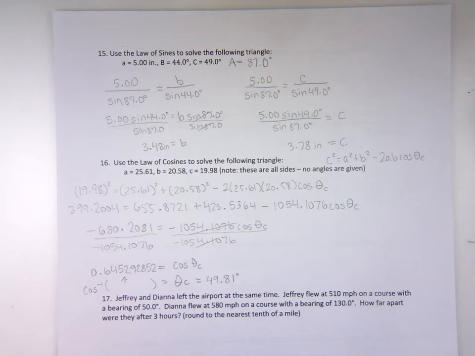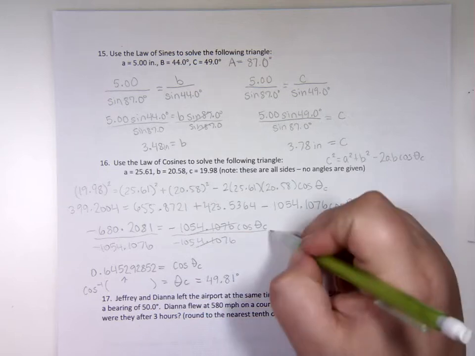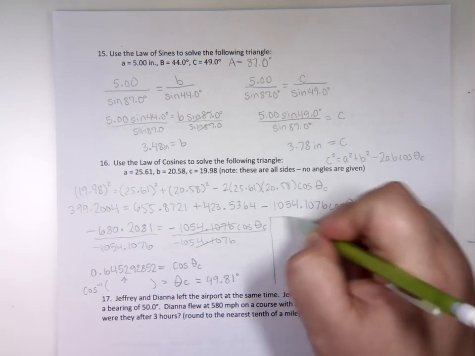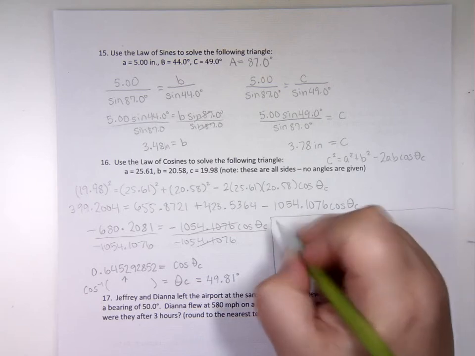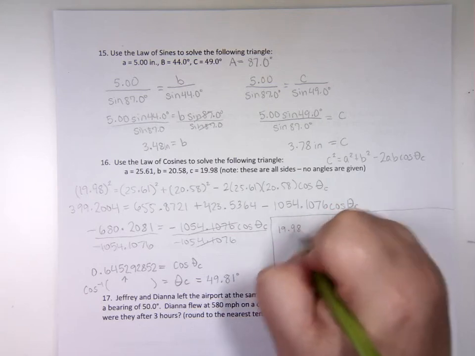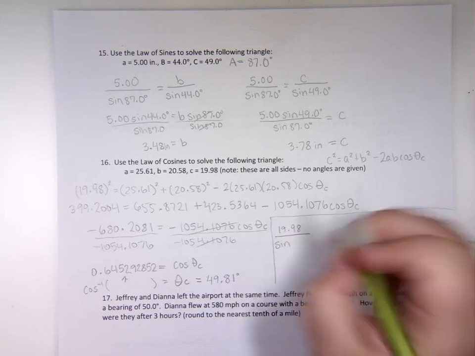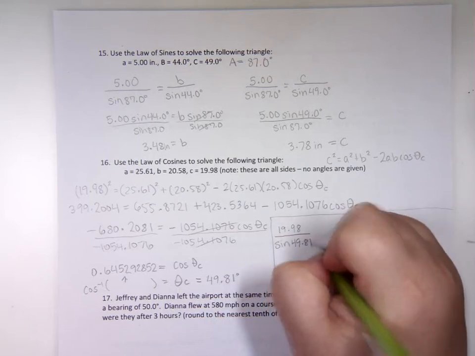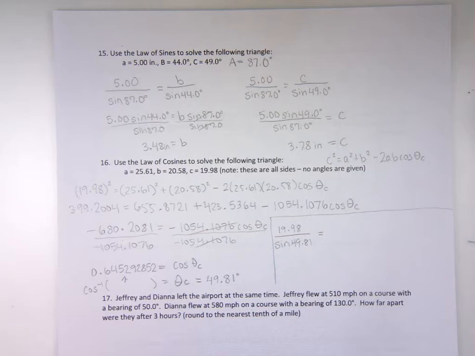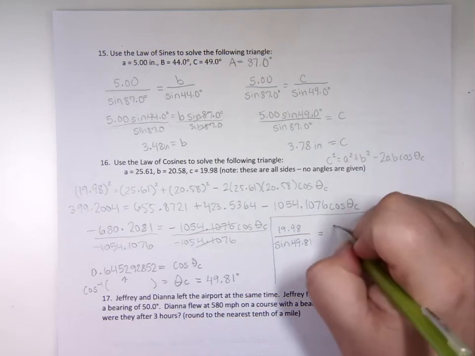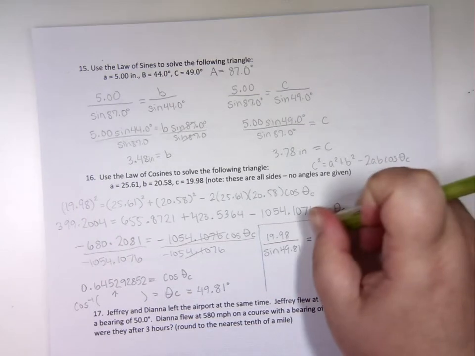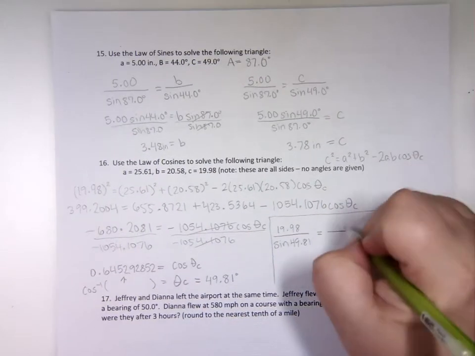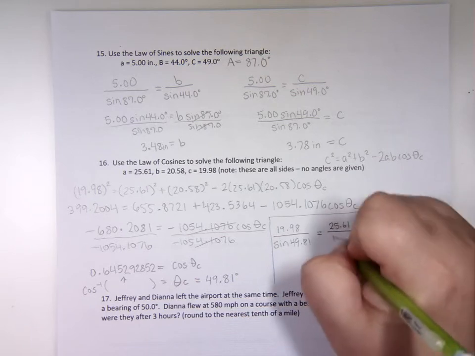So now we don't have to use the law of cosines again. We can actually use the law of sines on the next step since it's a lot faster and easier to use. So we can say side C, 19.98 over the sine of 49.81 is equal to, let's solve for side A. Side A, oh, we know side A, I'm sorry, we're solving for angle A. 25.61 over theta A.